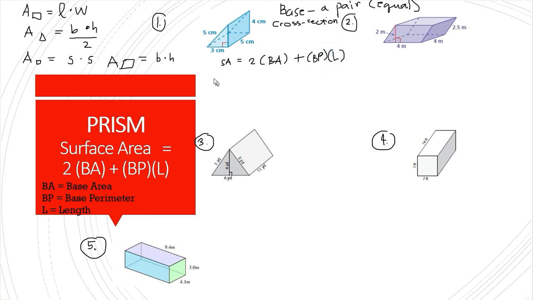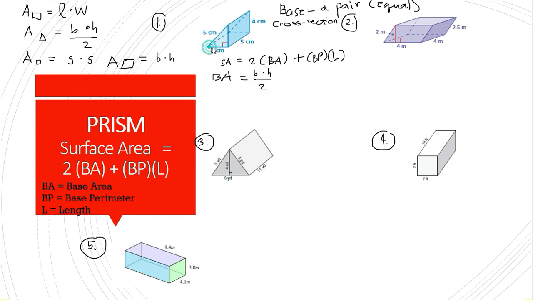Alright, so first you have to find what's a base area. So the base area, you locate what's your base. This is your base. The base is a triangle. So what's the formula for the area of a triangle? So we have base times height, so base times height divided by 2.